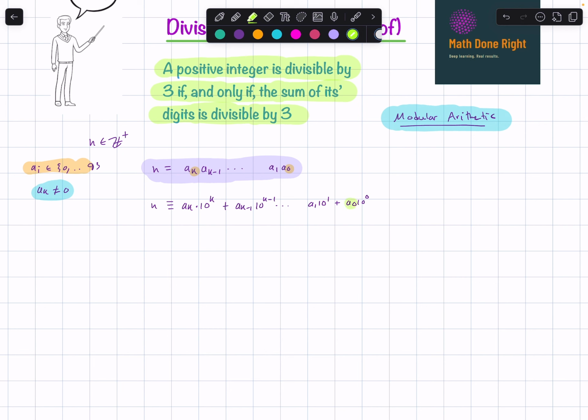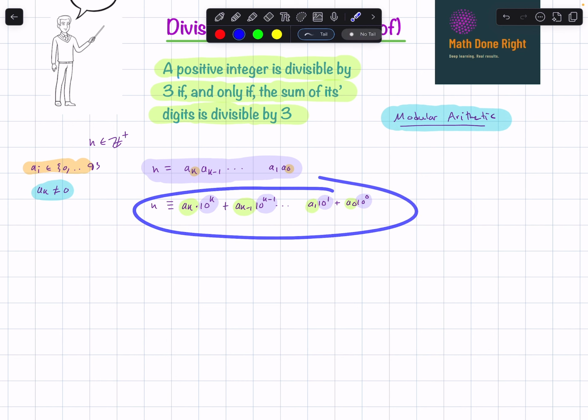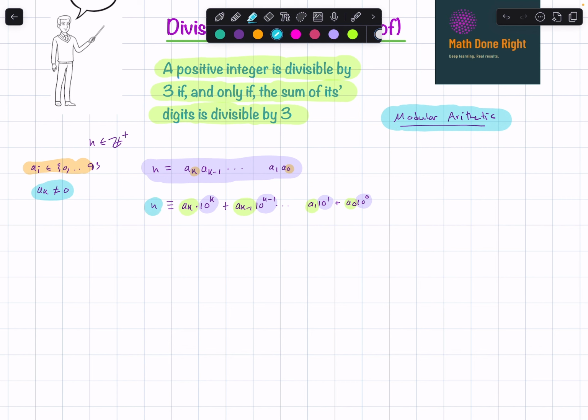Let me put the digits here in green. The units digit is being multiplied by 10 to the 0, which is just 1. So that makes sense. That is all good. And the subscripts line up, right? The subscripts match the powers of 10.